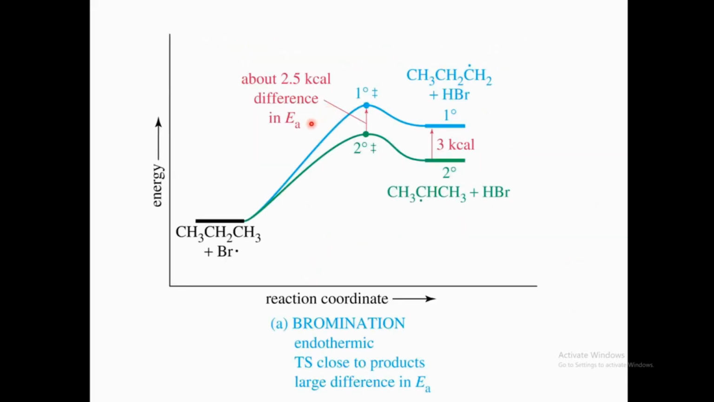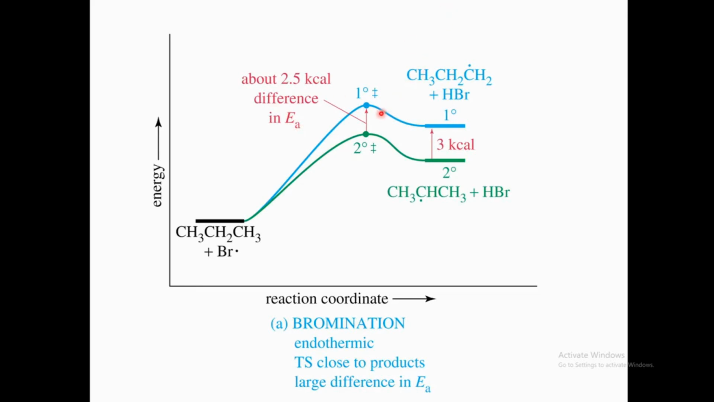This is the bromination reaction energy profile. We have the reaction coordinate on the x-axis, energy on the y-axis. This is propane. This is a bromine radical. So bromination is an endothermic reaction, with the transition state close to the products. Reactants are lower in energy and products are higher in energy. There is about a 2.5 kilocalorie difference in activation energy.